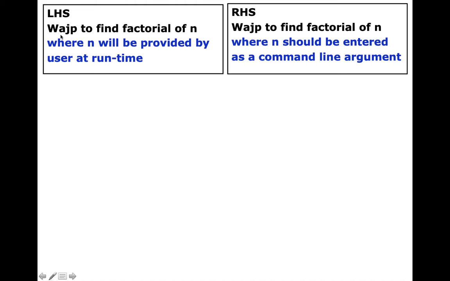This question says to write a Java program to find factorial of n where n will be provided by the user at runtime. Whereas this question says to find factorial of n where n should be entered as a command line argument. Now, if you have a theory exam of Java in your university, then these questions come very often in your university exams. Or if you have practical exams, then in practicals also these questions may come.